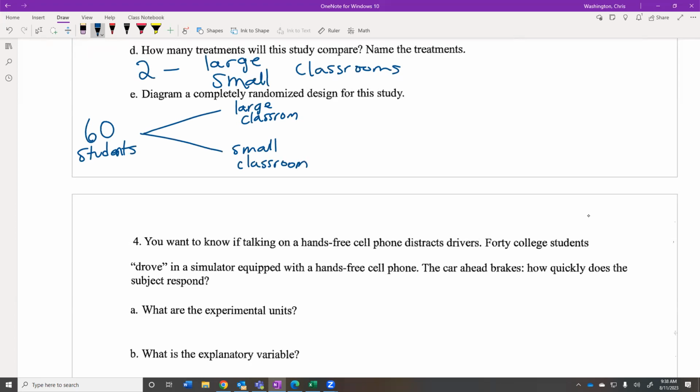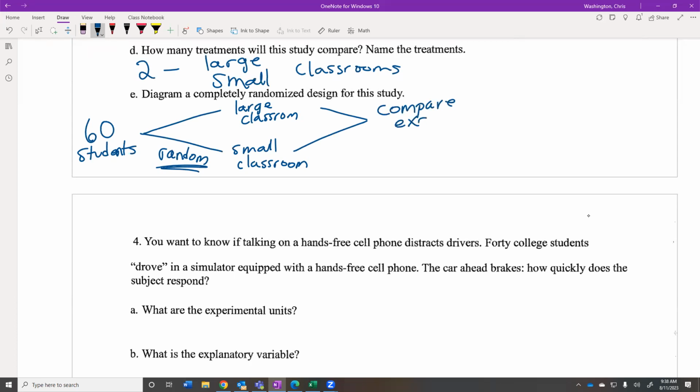How are we going to determine which ones go to the large classroom and which ones go to the small classroom? Randomly, right? So this is going to be random. So let's write that word in here. Random. And then after they take their test, what are we going to compare at the end of the day? We're going to compare their exam score.